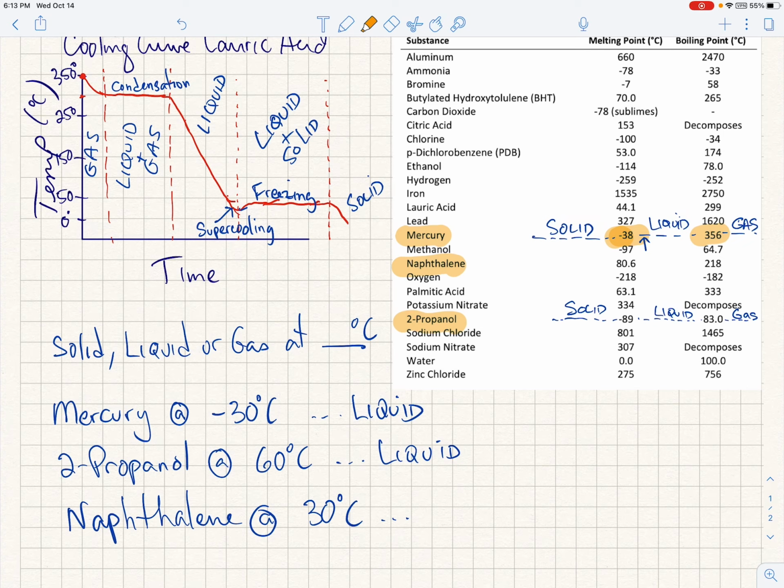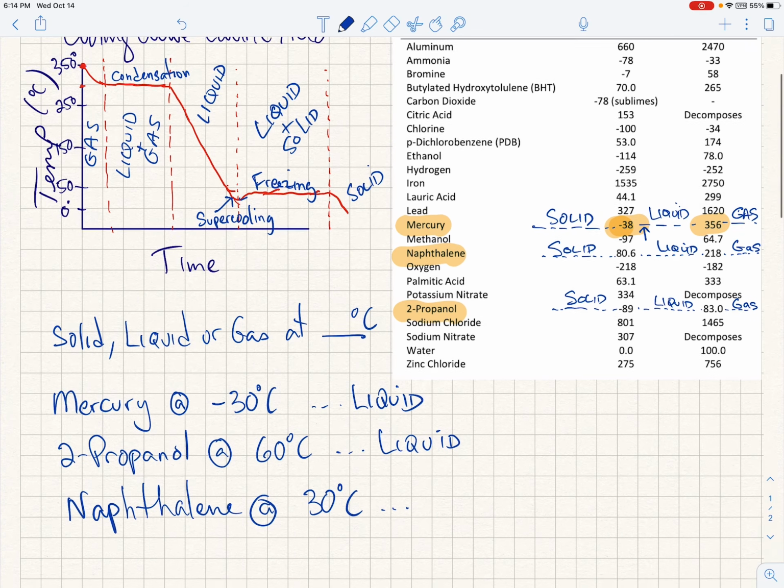So naphthalene is here. It melts. The melting point is at 80.6 degrees. So at any temperature below 80.6, it would be a solid. It melts at 80.6, so above that temperature, it's a liquid. It boils at 218, so above 218, it's going to be a gas.